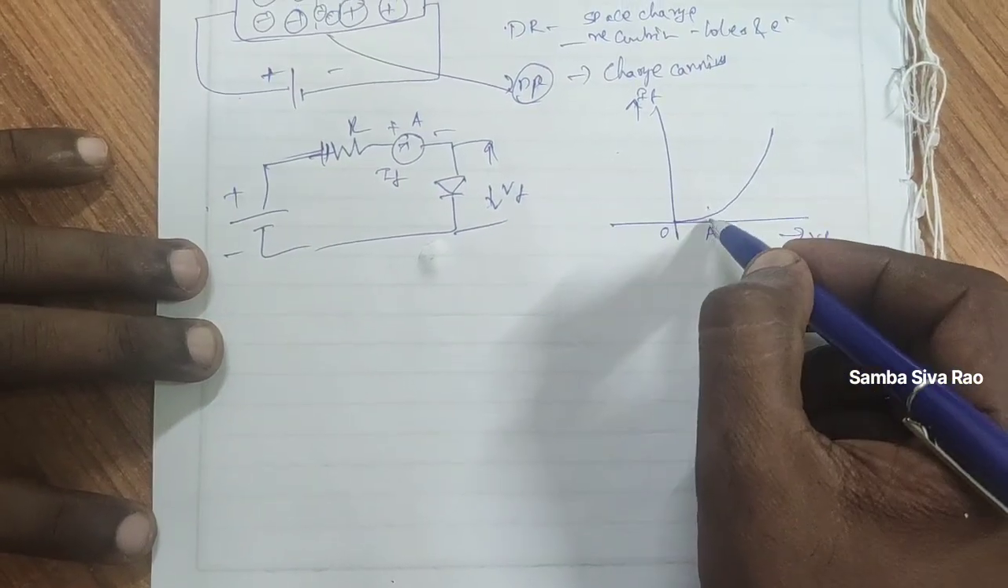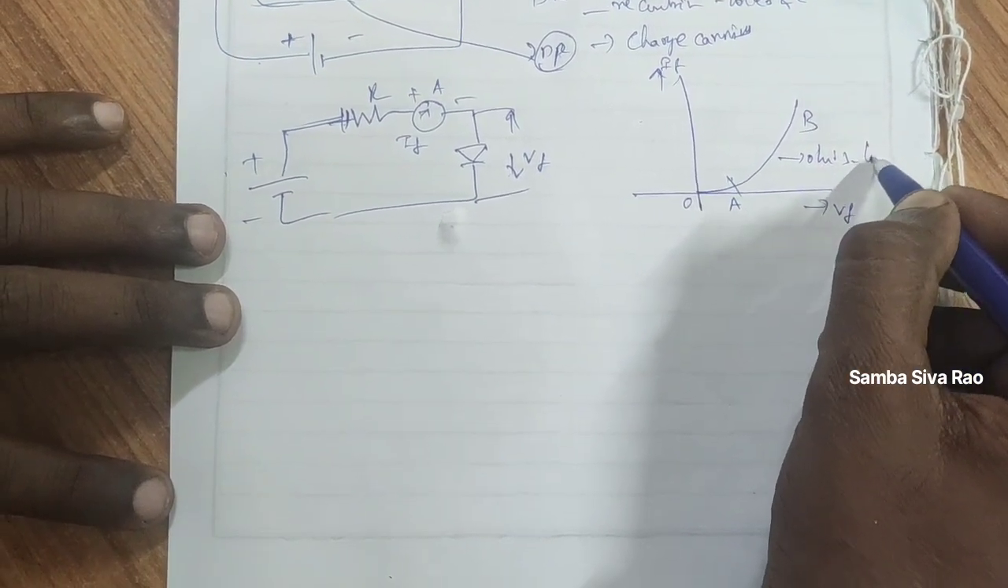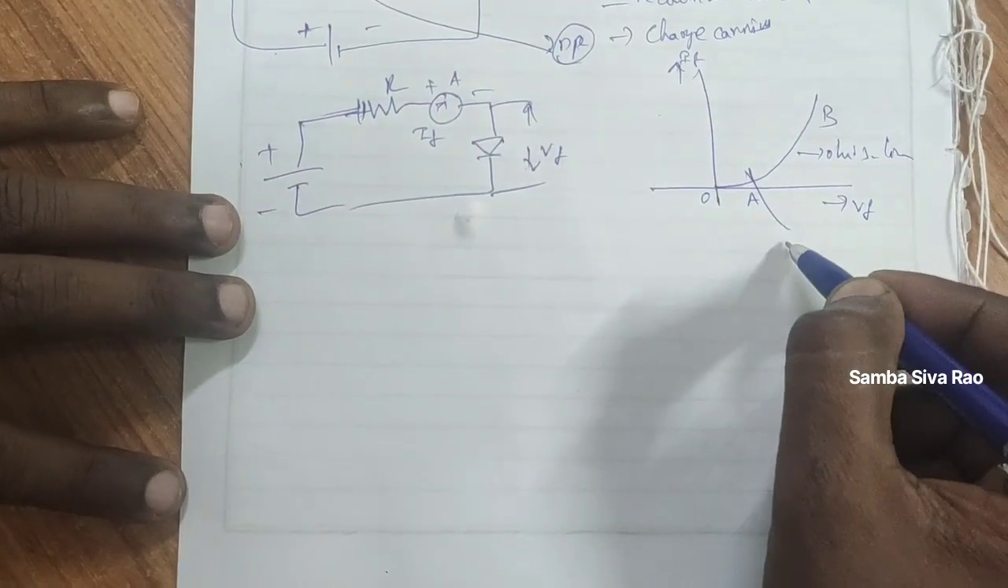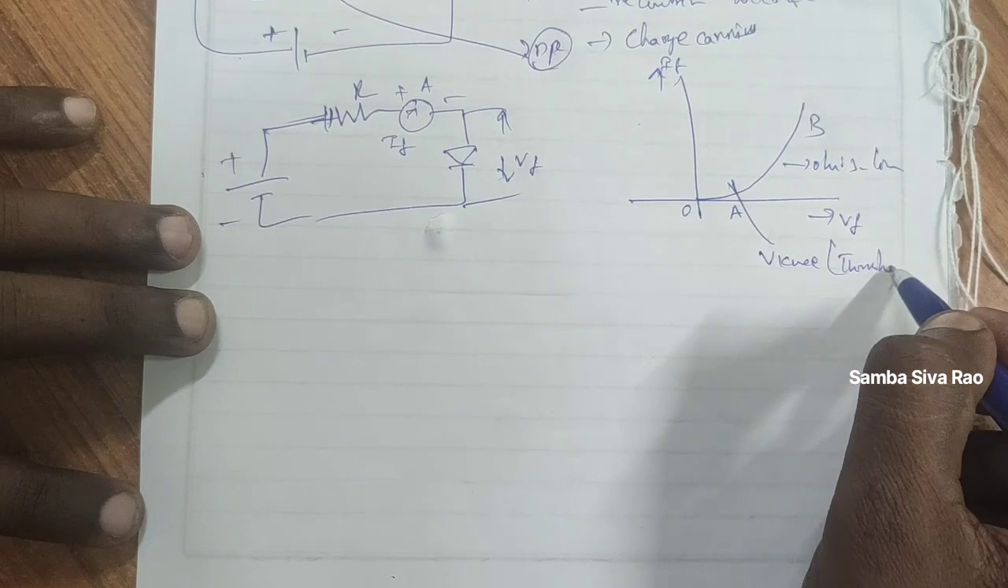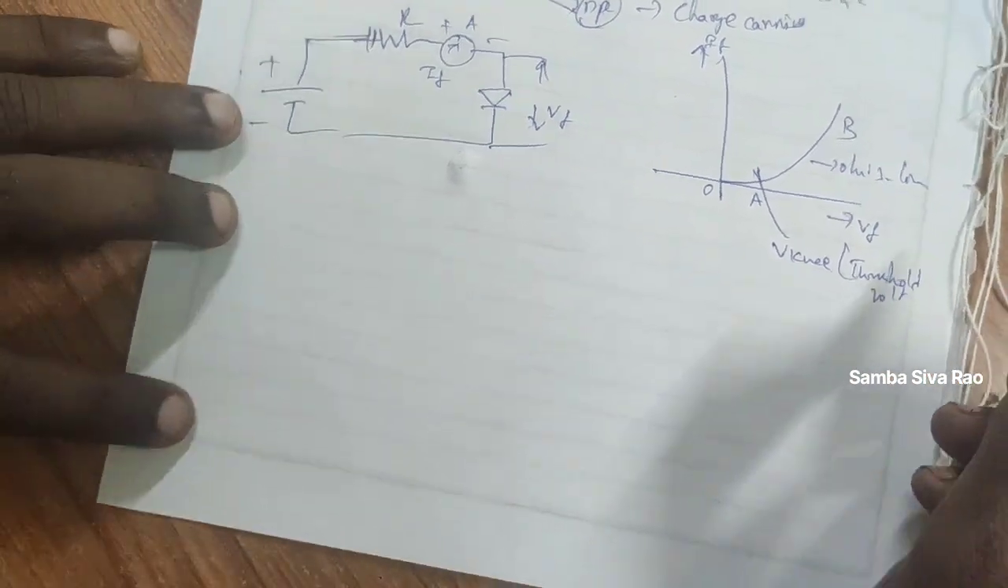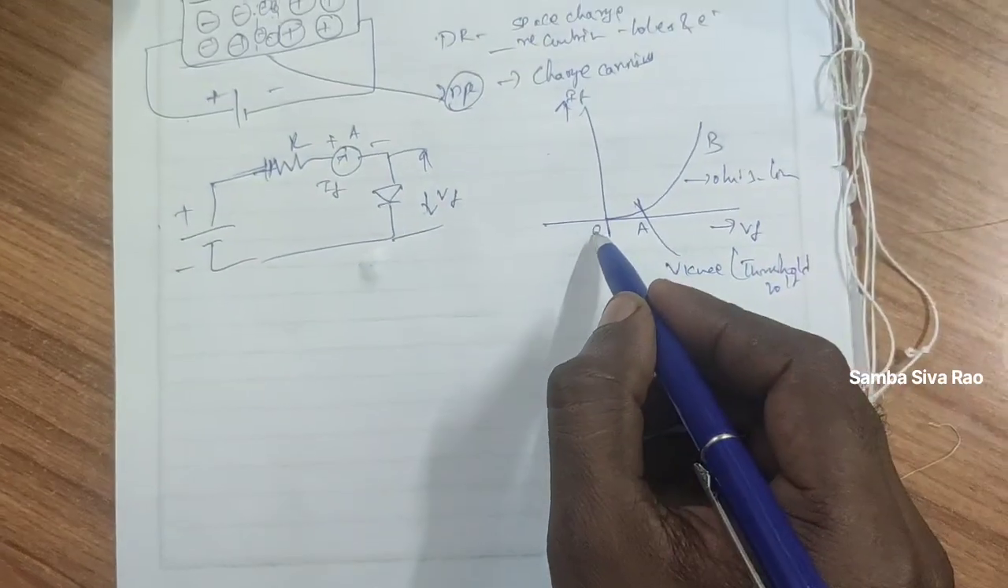From 0 to A, it does not obey Ohm's law. From A to B, it obeys Ohm's law, a linear region. The point where the diode cuts in or allows the current is known as the knee voltage, or the threshold voltage. This is the experiment.